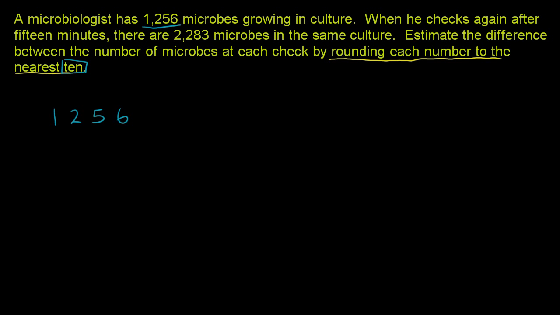So you look at the tens place. The tens place is that 5 right there. So if we round it up, it would go to a 6. If we round it down, it would stay at a 5. If we round it up, this would be 60. If we round it down, this will be 50.